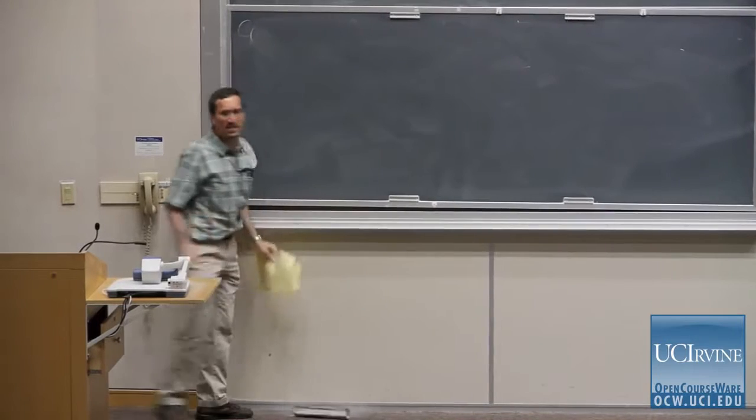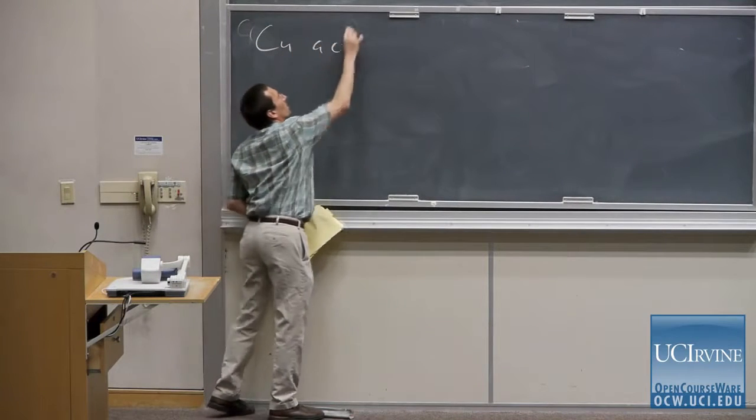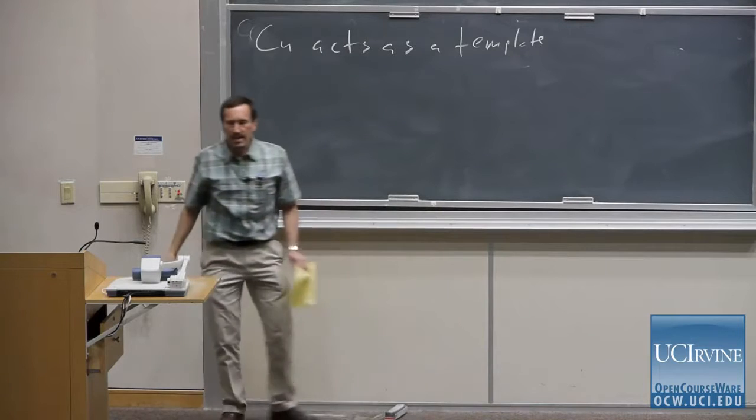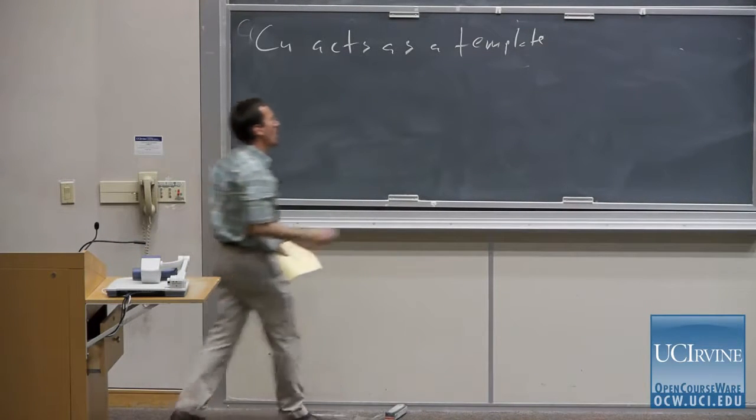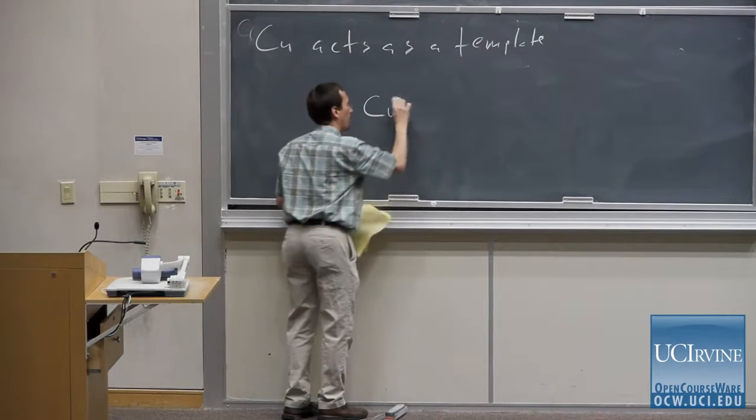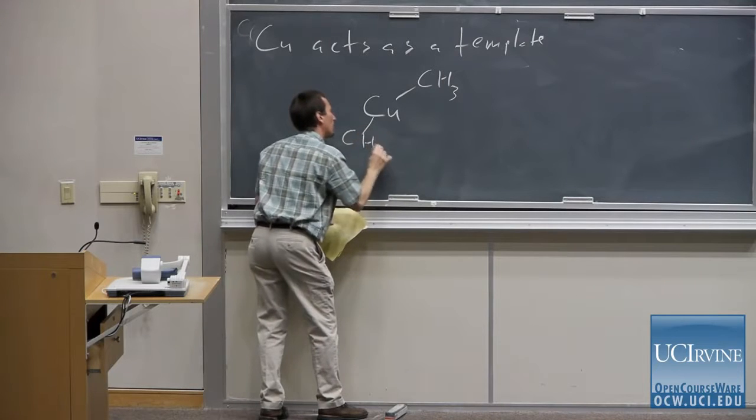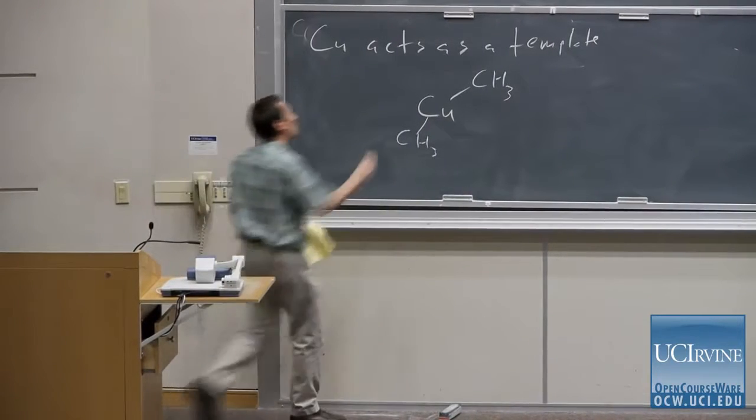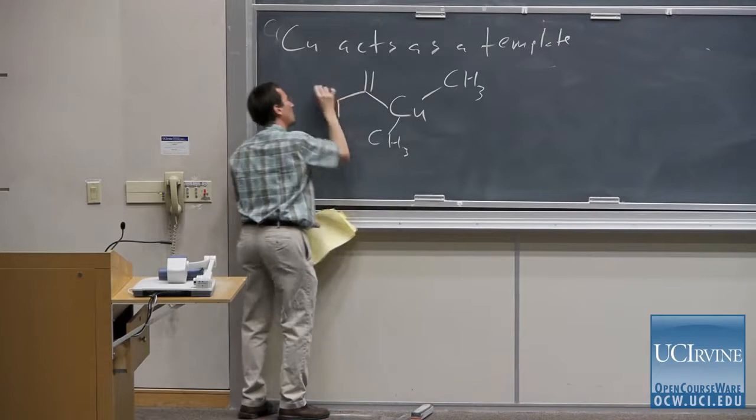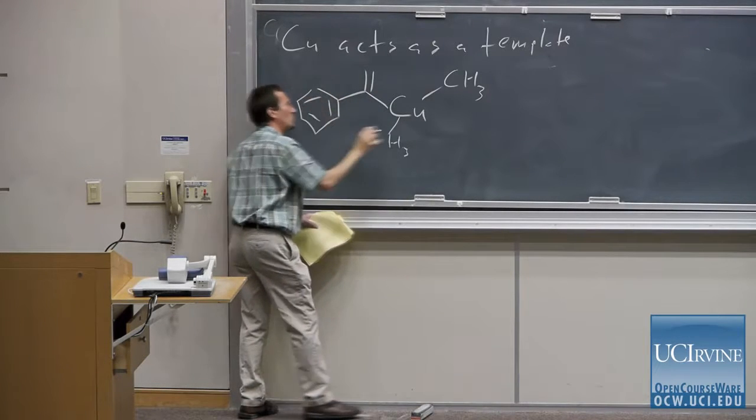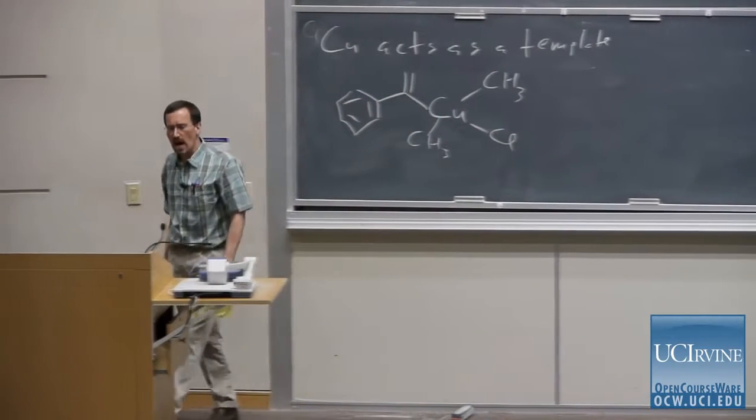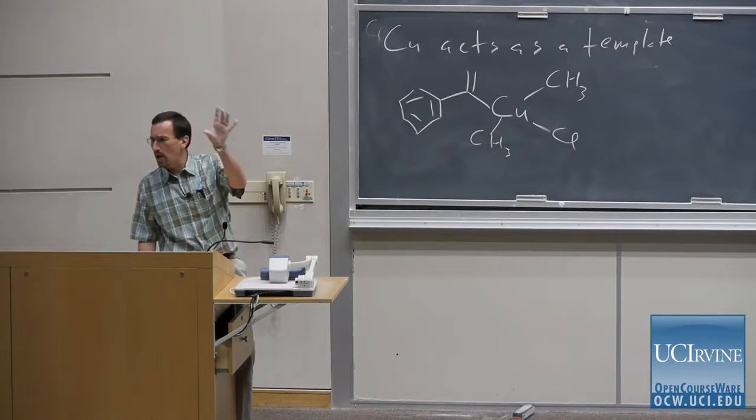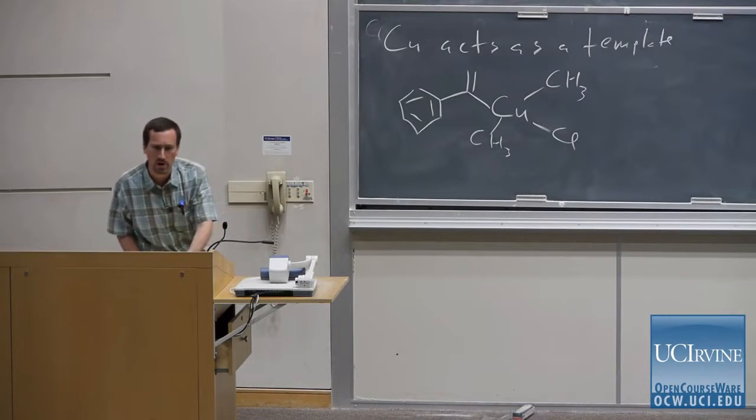So the gist of it is that copper acts as a template. In addition to having the two methyl groups around the copper, like so, during the reaction the copper also attaches itself to the vinyl group, basically just like magnesium sticks itself into the copper, into the alkyl carbon bond in forming a Grignard reagent.